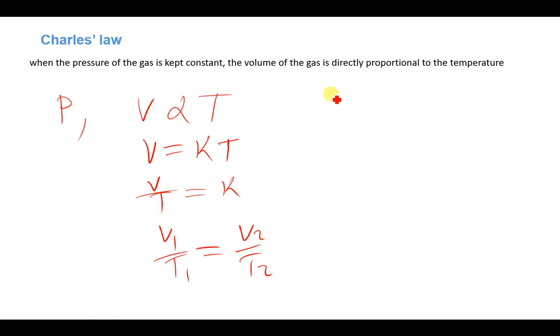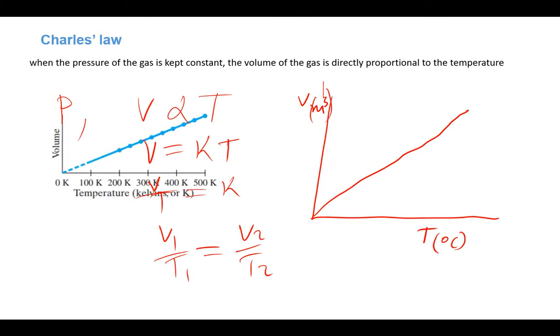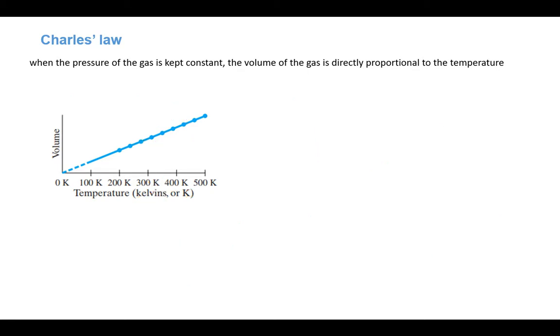When it comes to sketching, you're just going to have a straight line. As you increase the temperature, the volume will also increase. So on this side the temperature is in degrees, and on this side the volume is in cubic meters. This is basically what I'm talking about.